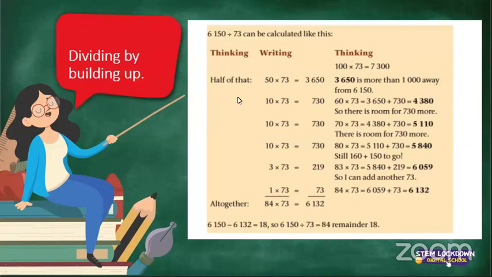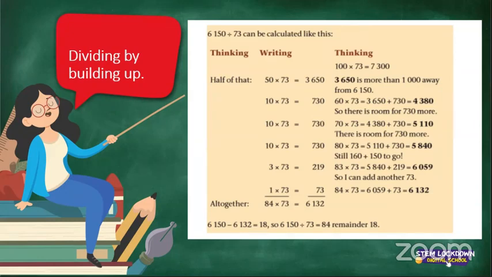Right, let's continue. So you have 6,150. You divide that by 73. It can be calculated like this. Am I going to double? Am I going to halve this? That's your thinking. And then there's your writing. And then there's your thinking again. So now you're looking at 6,150 divided by 73.